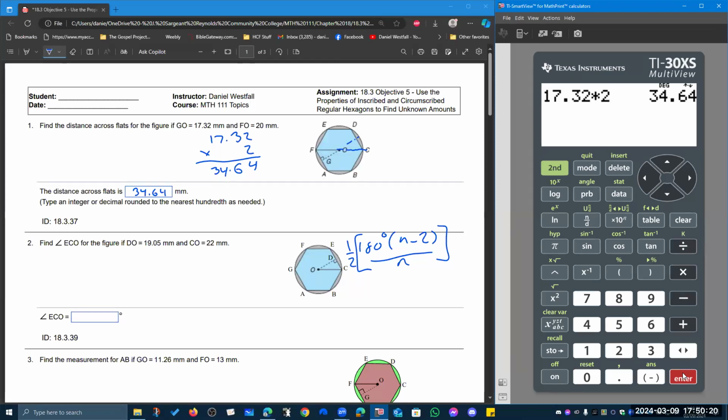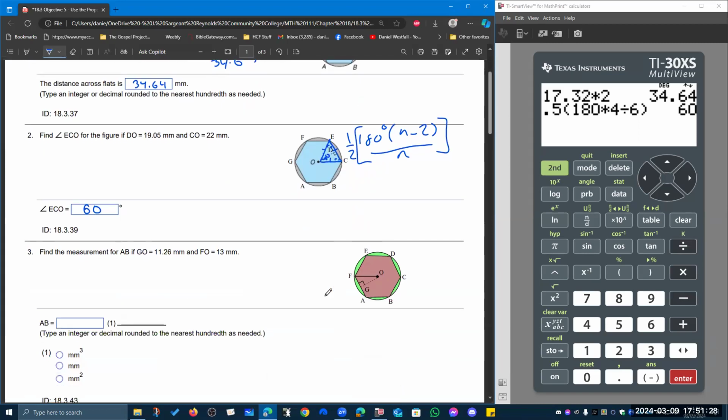Angle ECO right here is going to be half of one of these angles of the regular hexagon. You might remember that was 120 degrees, and if we split it in half, we are making equilateral triangles here. So that should be 60 degrees, but let's prove it with our formula. Half, because we're bisecting it, so 0.5 times 180 times 6 minus 2, which is 4, divided by 6, is going to be 60 degrees. And that's what we expected, because we have an equilateral triangle here with 60, 60, and 60.